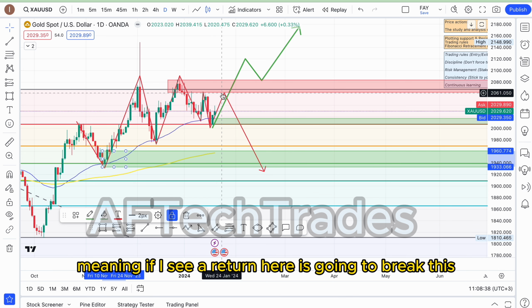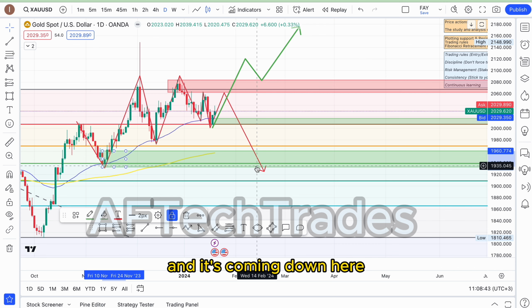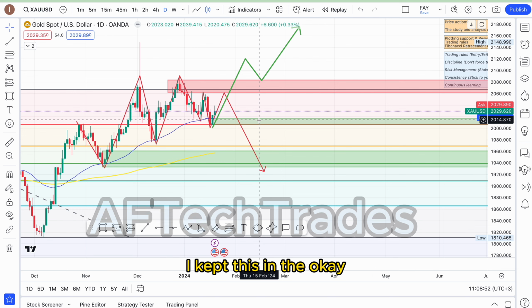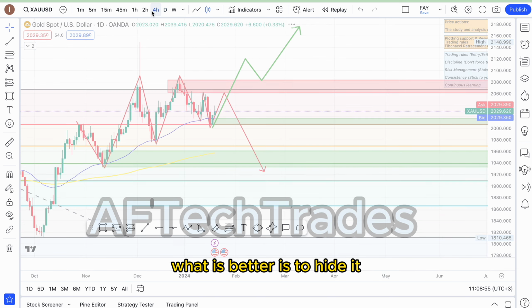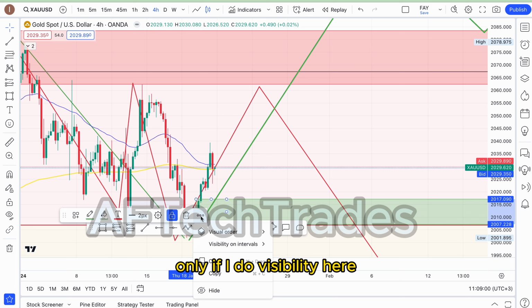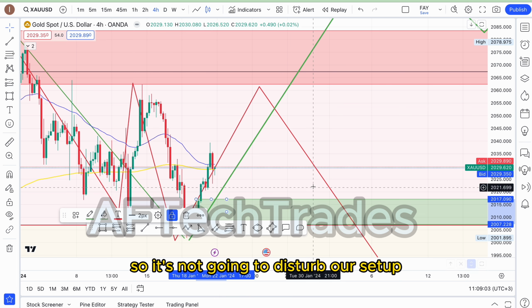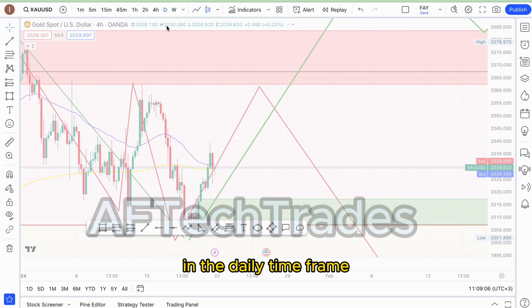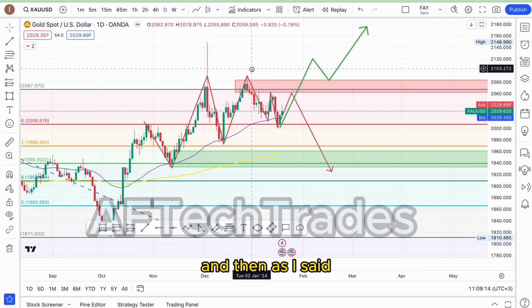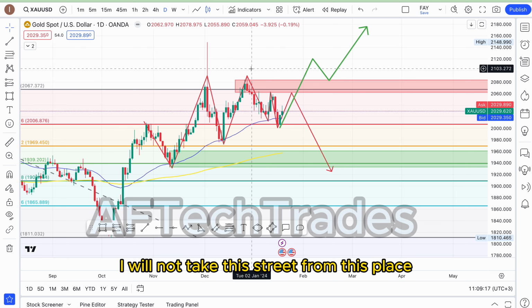If it breaks, meaning if I see a return here, it's going to break this and it's coming down here. So this should, after consolidation, this is the next major place of stop. Okay, remember I kept this in the, what is better is to hide it, to let it be in the 4-hour time frame only. If I set visibility within this and below, it's not going to disturb our setup in the daily time frame. So in the daily time frame, this is my target zone. Okay, so this is my setup.